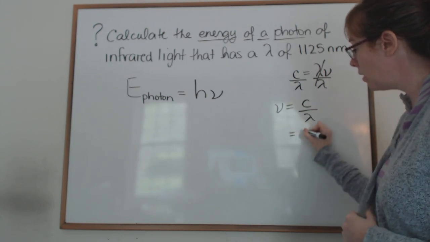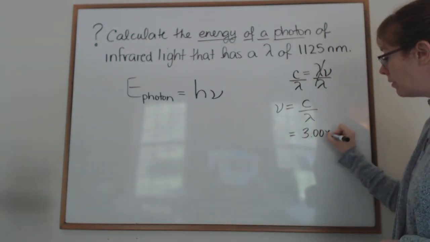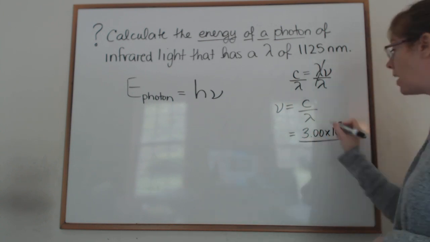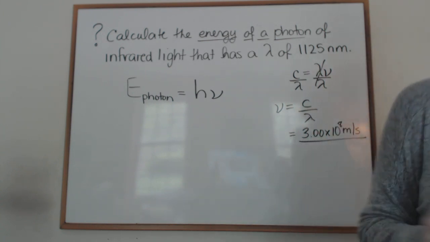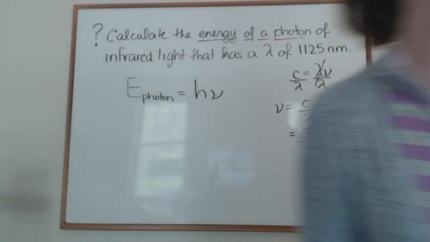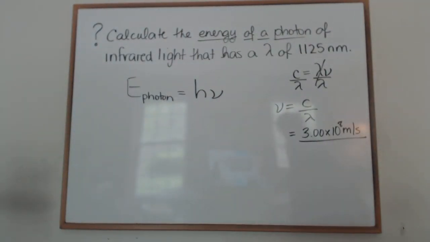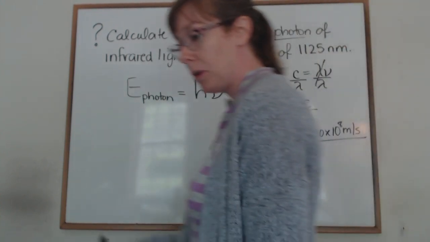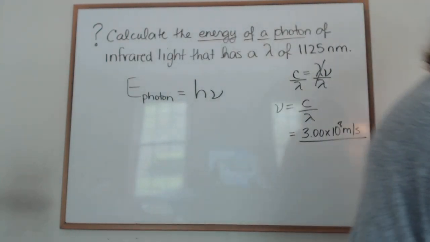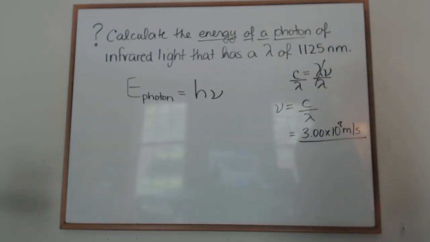We did this last time, so I'll move through it pretty quick. 3 times 10 to the 8th meters per second is the speed of light. We need that. Oops, I've got my calculator in the other room. Go ahead and convert the 1125 nanometers to meters, because we need that unit to cancel, and I'll be right back.